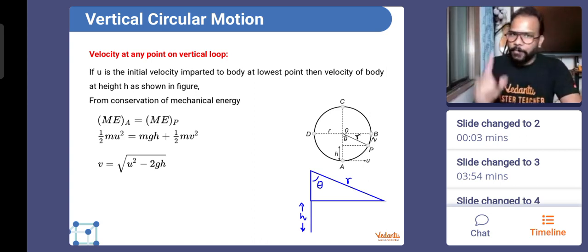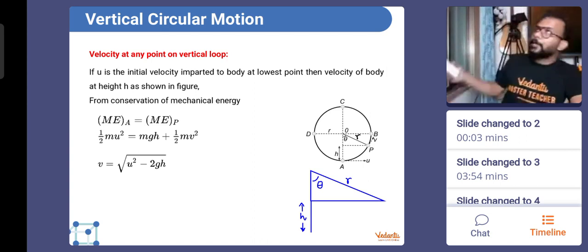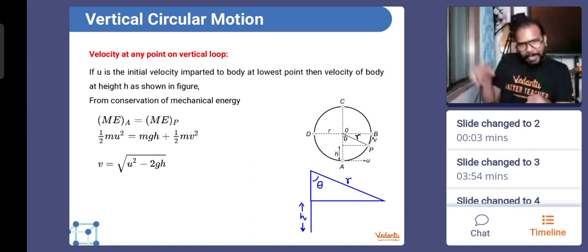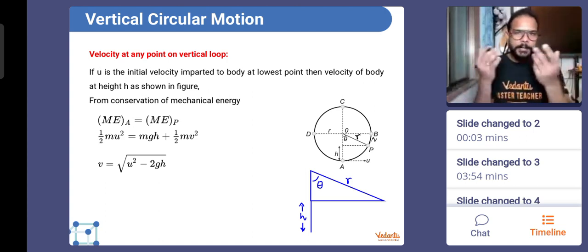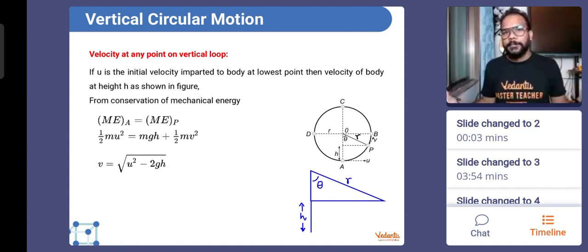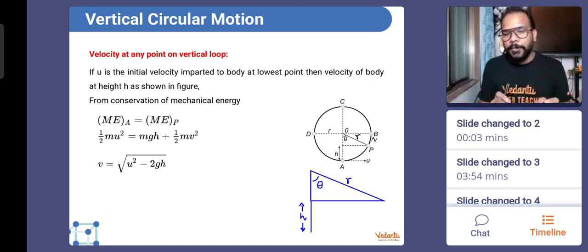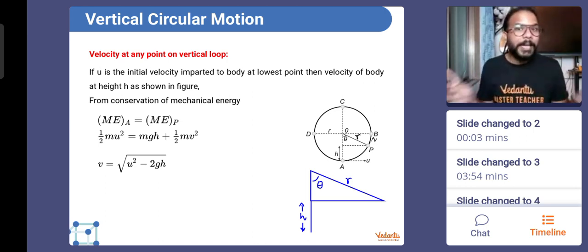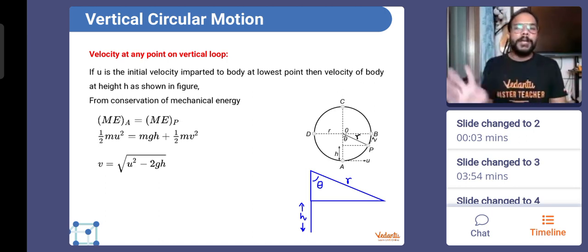Guys, enough of that. Now let's move ahead. You have seen one aspect of the situation. I told you one situation comes from laws of motion, the other comes from work, power, energy. During this entire motion, if you consider any two points, A, B, C, D, or P, you can say that the mechanical energy of the body between any two points will remain the same. Nothing will change. Mechanical energy means kinetic plus potential energy, and its value will remain the same.